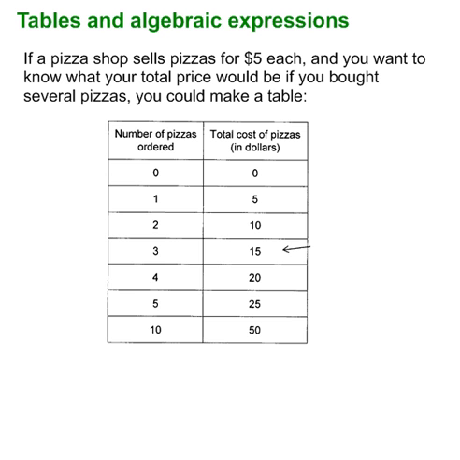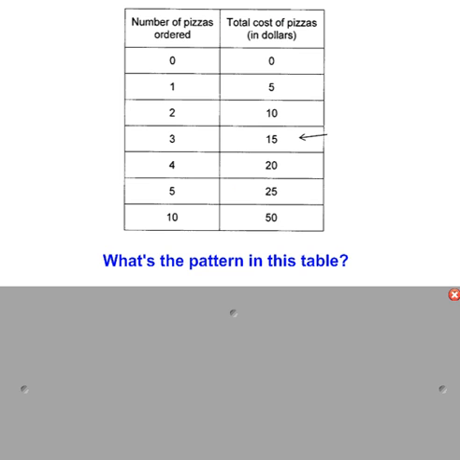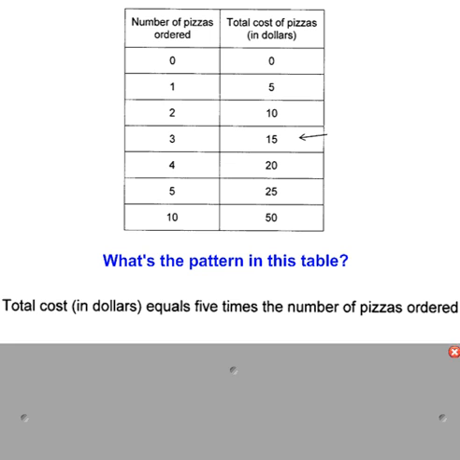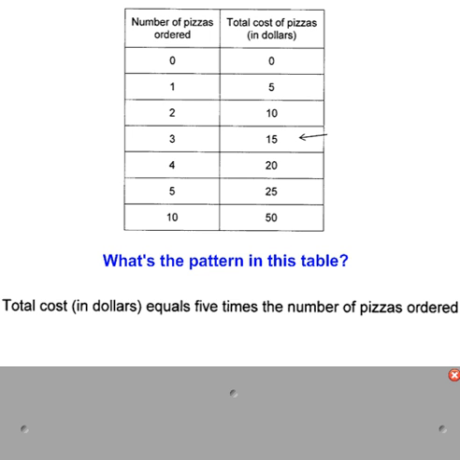So you could say, well, if I ordered 0 pizzas, it cost me $0. 1 pizza would cost me $5, 2 would cost me 10, and so on. So what's the pattern in the table? And it may seem pretty obvious in this case, won't always be quite that obvious. The total cost in dollars equals 5 times the number of pizzas ordered, because we said it was $5 per pizza.